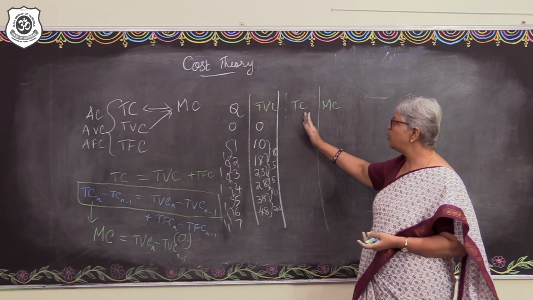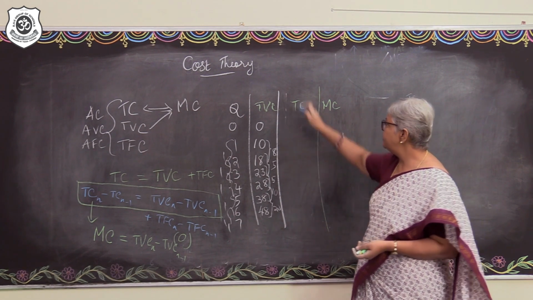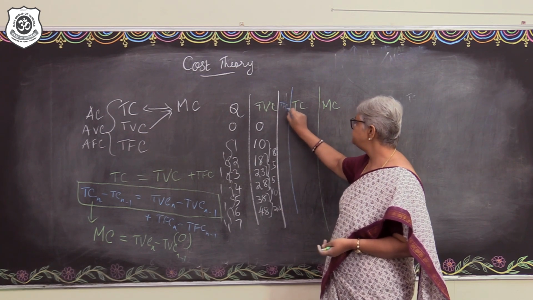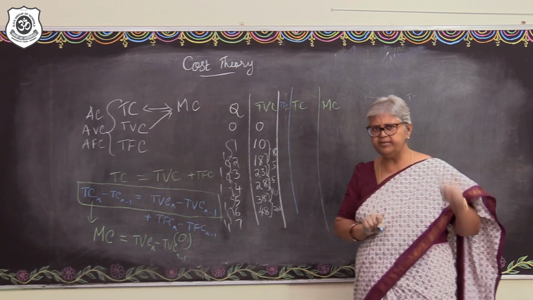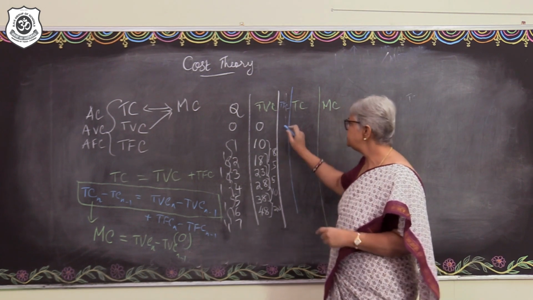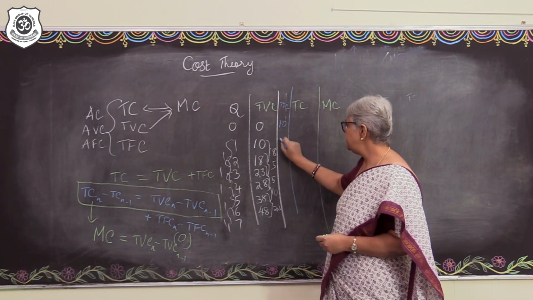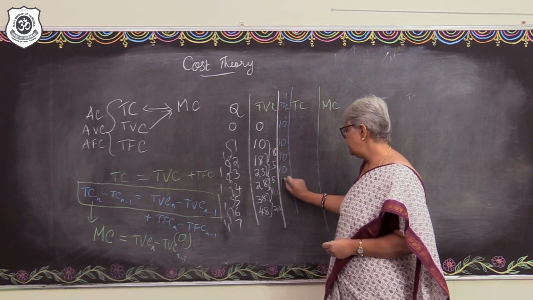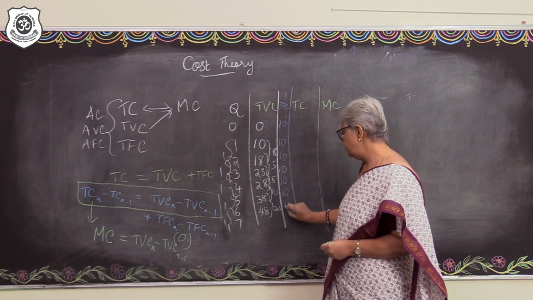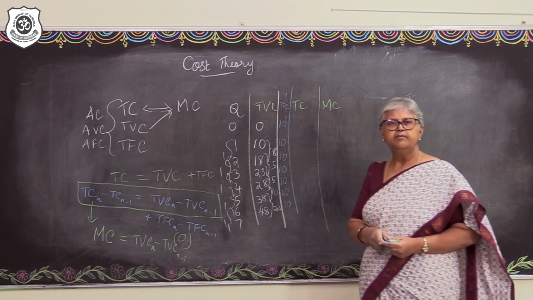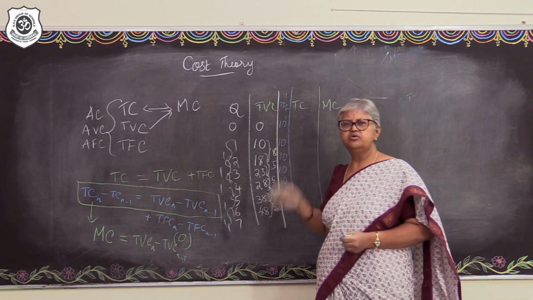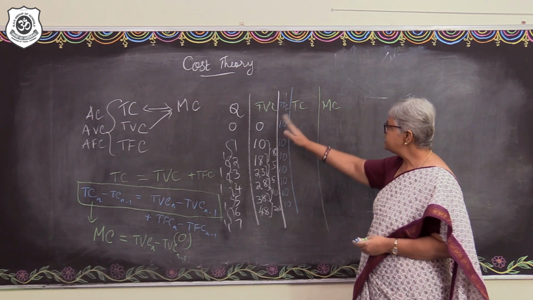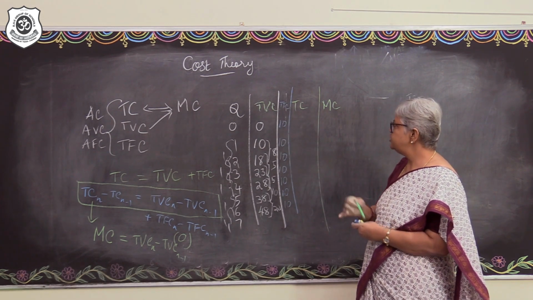Then, to arrive at the total cost, I have to have yet another column here, which is the TFC. That's going to remain fixed throughout. Probably that's going to be 10 at all the levels, whether the output is 0, or whether the output is increasing one by one, whatever it is. Total fixed cost remains fixed.